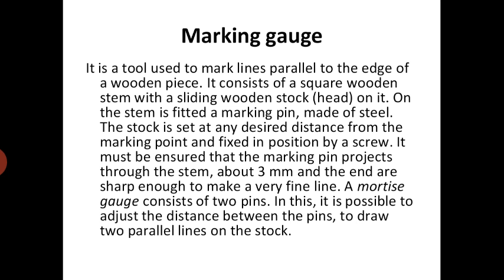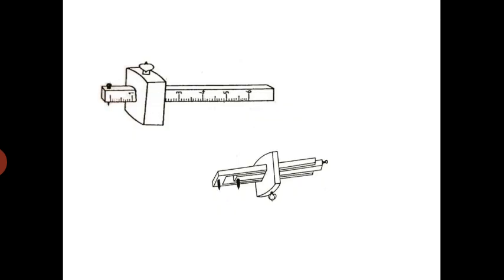It must be ensured that the marking pin projects through the stem about 3 mm and the end is sharp enough to make a very fine line. A mortise gauge consists of two pins. In this, it is possible to adjust the distance between the pins to draw two parallel lines on the stock. So these are the pictures of mortise gauges. These are used for marking purposes.